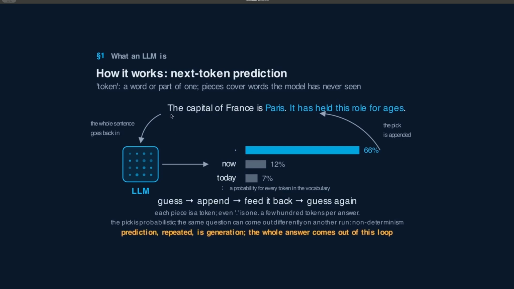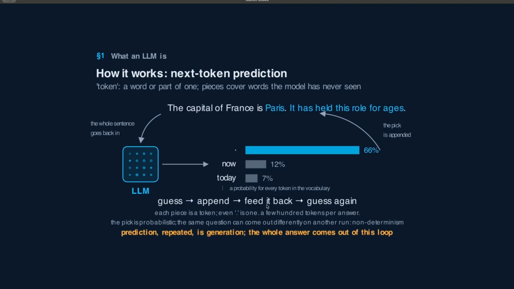So now we have "The capital of France is Paris." What goes next? It's a period. And then after that, what word goes next? Once again, the whole sentence is fed back into the large language model. A new distribution is generated on the right side here. It tries to predict the next word, which would be "it" at probably the highest probability. And then it would append it onto the sentence. And then essentially it would keep going in this loop until it completes.